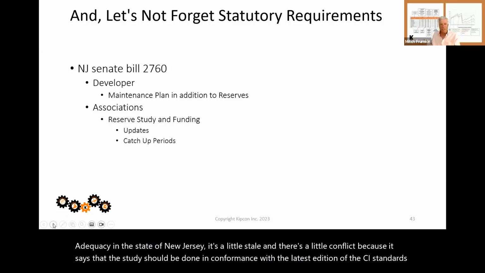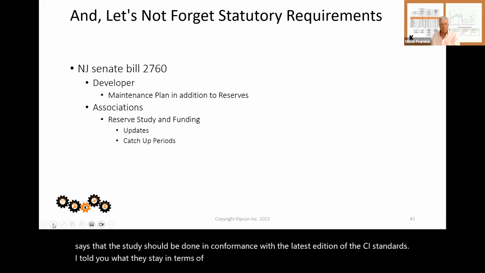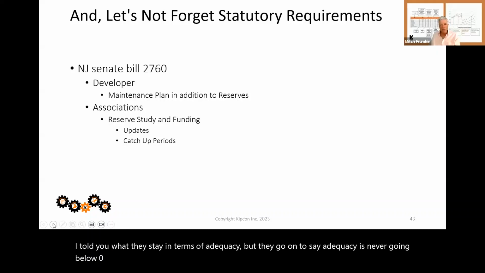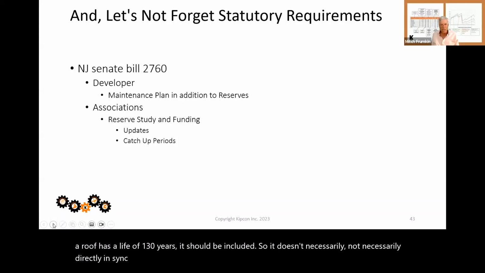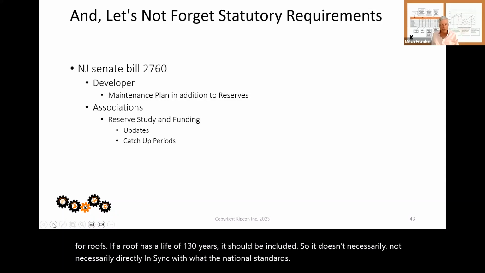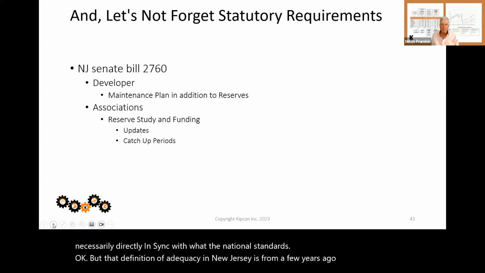I told you what they say in terms of adequacy, but they go on to say adequacy is never going below zero, only including components with a useful life of 30 years or less, except for roofs. If a roof has a life of more than 30 years, it should be included. So it's not necessarily directly in sync with what the national standards say, but that definition of adequacy in New Jersey is from a few years ago. But that's what it says.